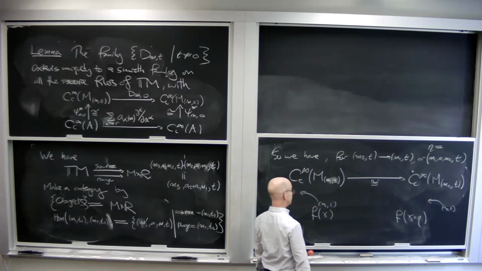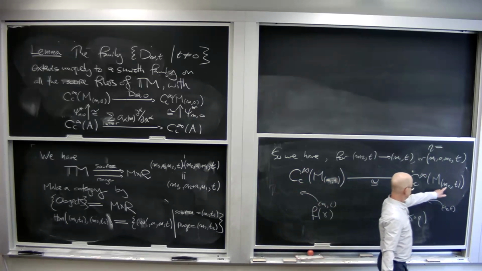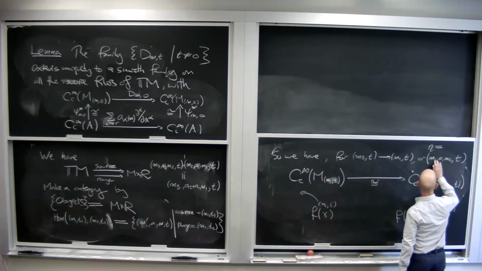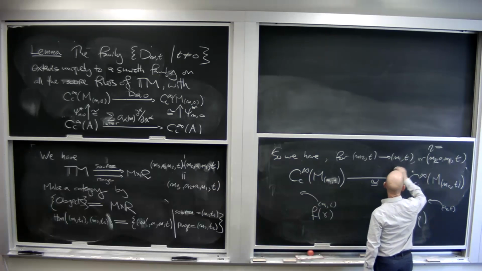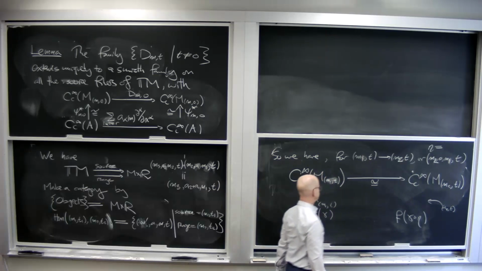So I screwed it up, but in a good way. Eta and gamma have to be composable, and gamma has to begin at M2, so eta has to end at M2. It should look like this. That's just what I want. So that's a morphism from M1 to M2. Perfect.